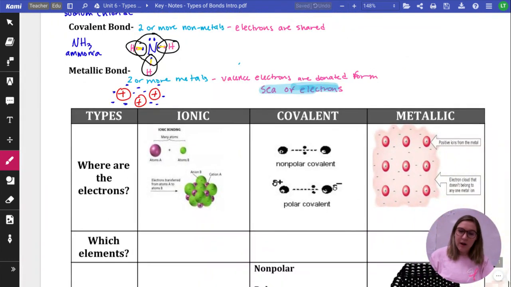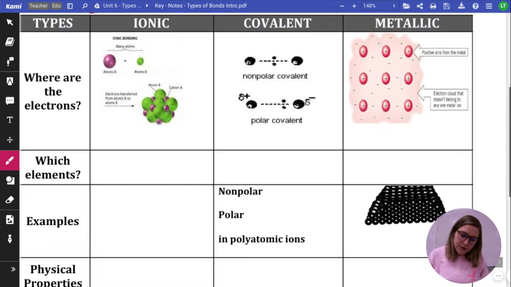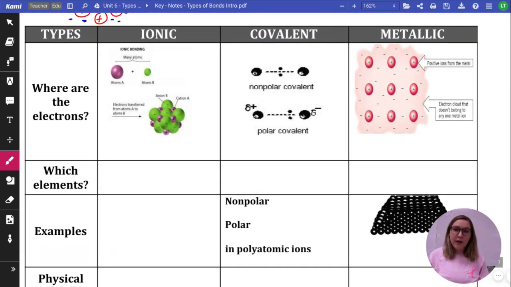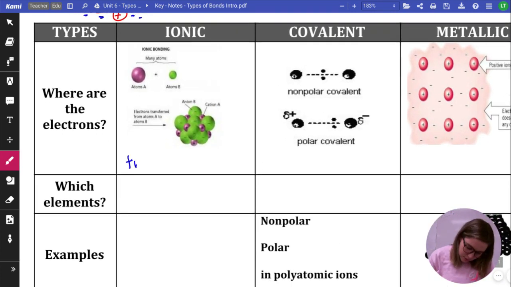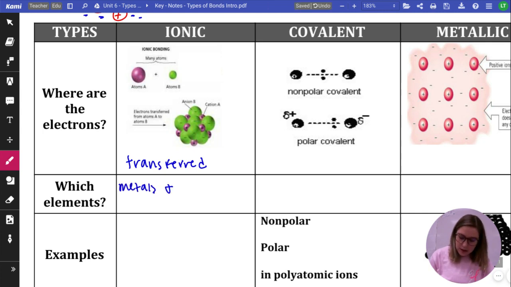Okay, so now we're going to kind of sum up in this table our types of bonding, as well as talk about some properties that are unique to each type of bonding as well. All right, so first type of bonding is ionic bonds. And once again, guys, in ionic bonds, electrons are transferred. This happens between metals and nonmetals. And we will talk, there are some special cases as well.